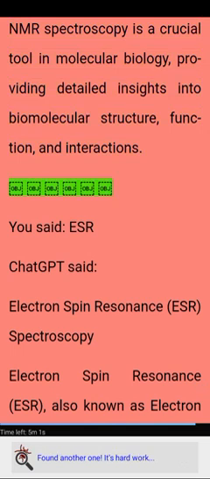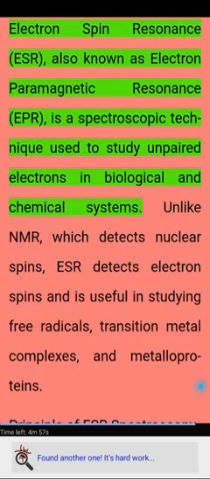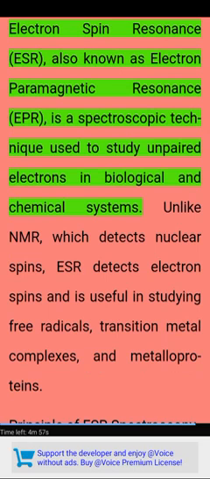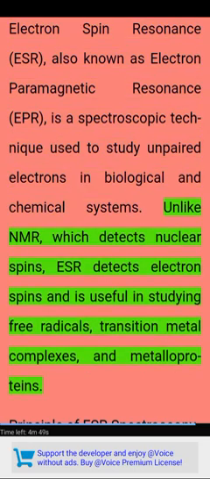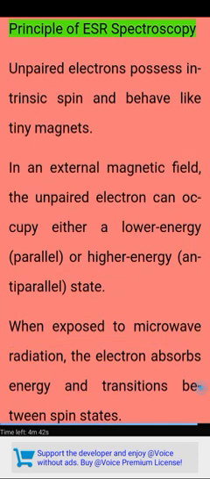interactions. Electron spin resonance, ESR spectroscopy. Electron spin resonance, ESR, also known as electron paramagnetic resonance, EPR, is a spectroscopic technique used to study unpaired electrons in biological and chemical systems. Unlike NMR, which detects nuclear spins, ESR detects electron spins and is useful in studying free radicals, transition metal complexes, and metalloproteins. Principle of ESR spectroscopy.